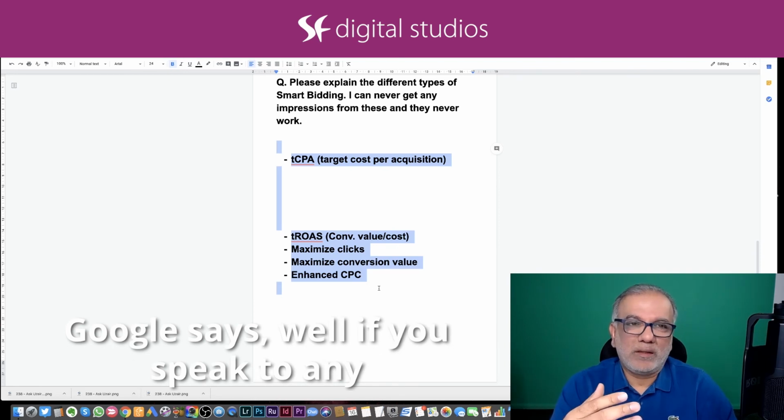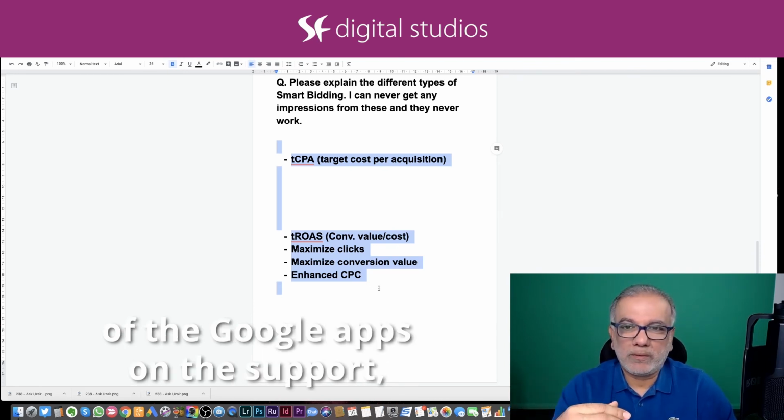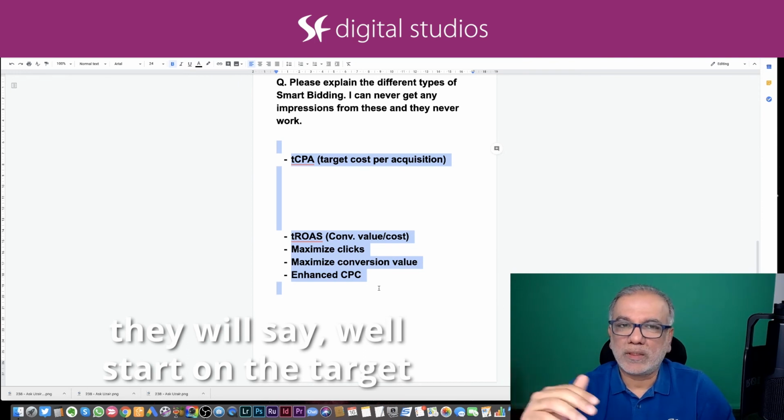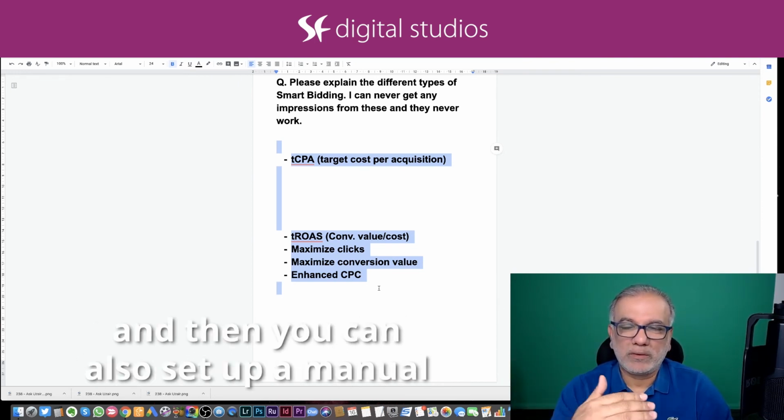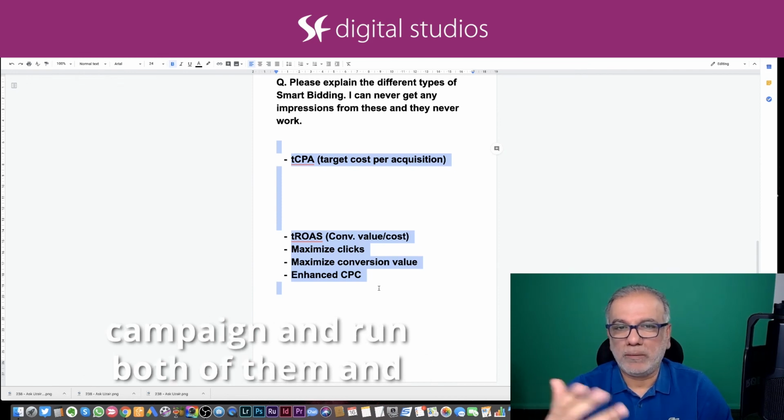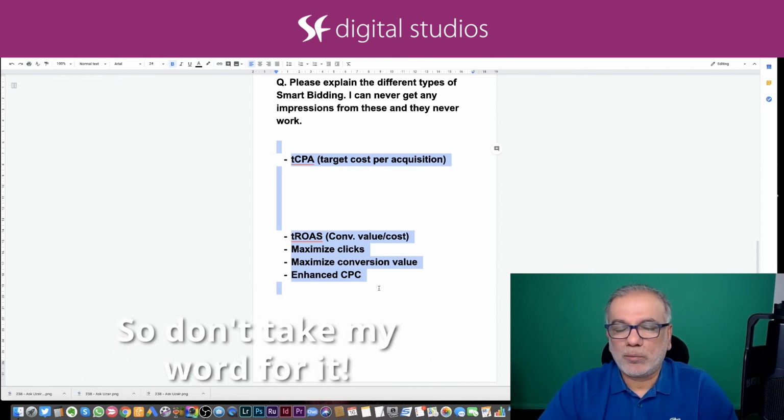If you speak to any of the Google reps on the support, they will say, well, start on the target automated bid from day one. You can try it, and you can also set up a manual campaign and run both of them and see which one starts to work. So don't take my word for it.